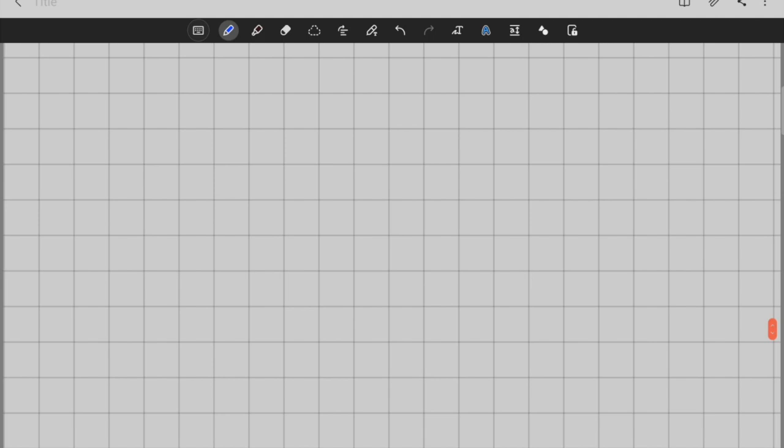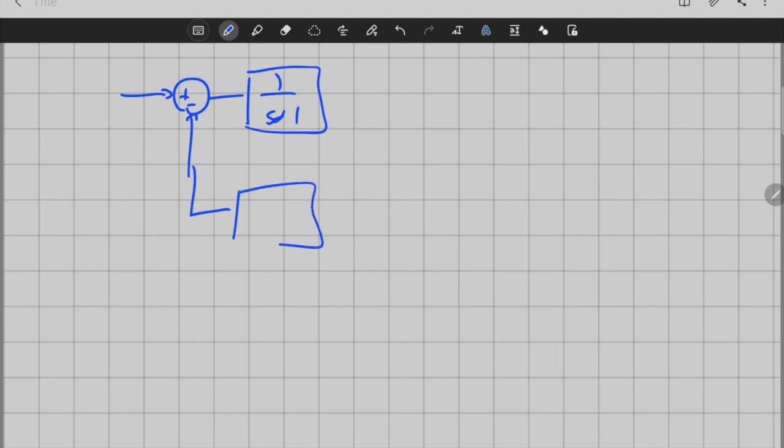Okay, so another transfer function. Here I have S plus 1, and here I have S over S plus 10. This is a slightly weird transfer function. It's not very common. You will see that. Y of t, R of t.